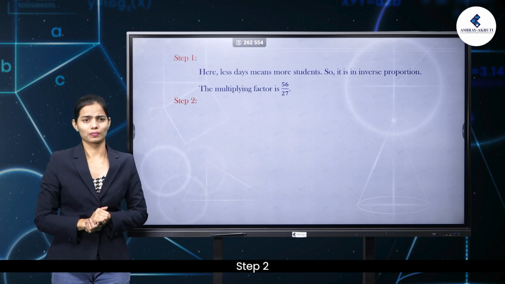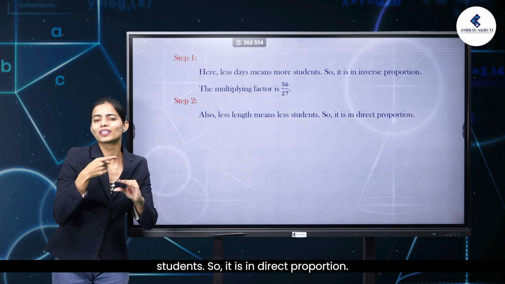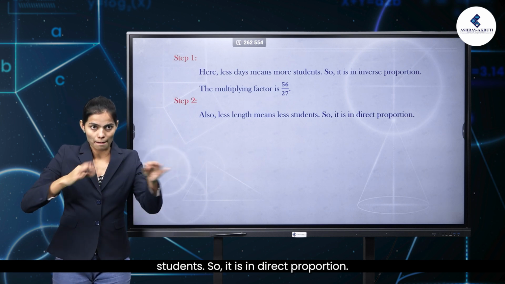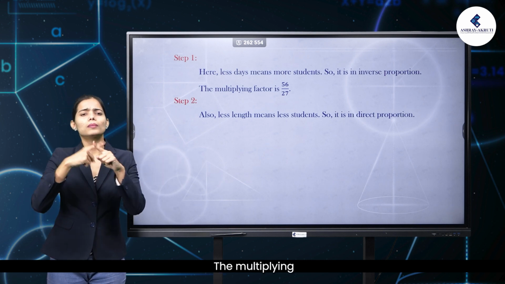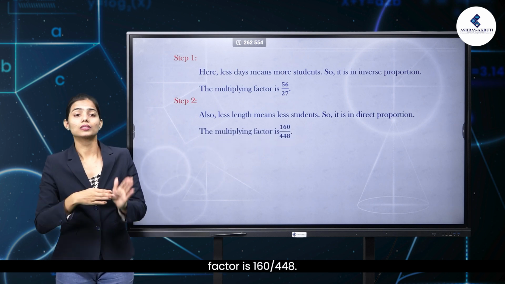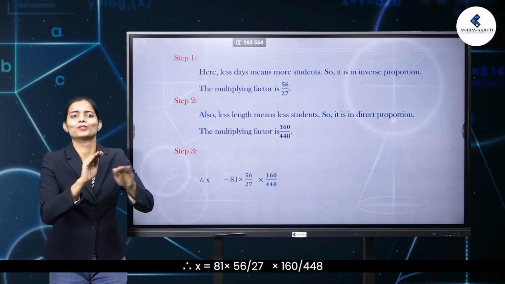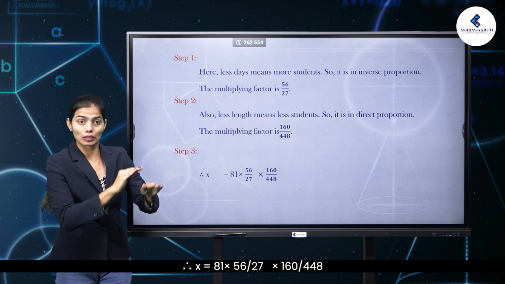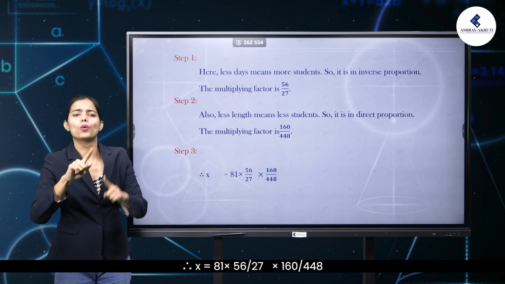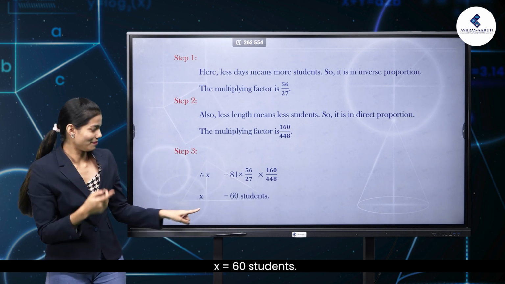Step 2. Also, less length means less students. So, it is in direct proportion. The multiplying factor is 160 by 448. Step 3. Therefore, x is equal to 81 into 56 by 27 into 160 by 448. X is equal to 60 students.